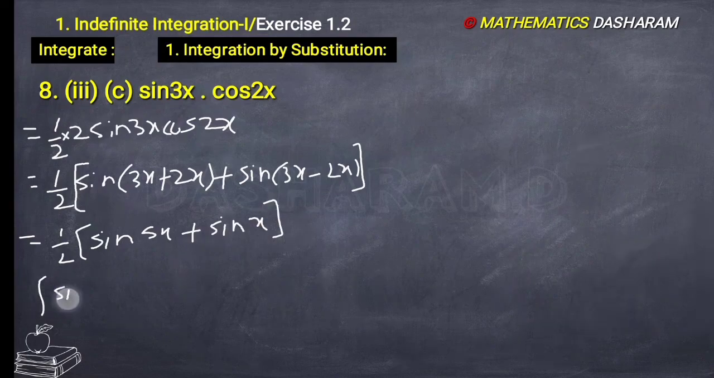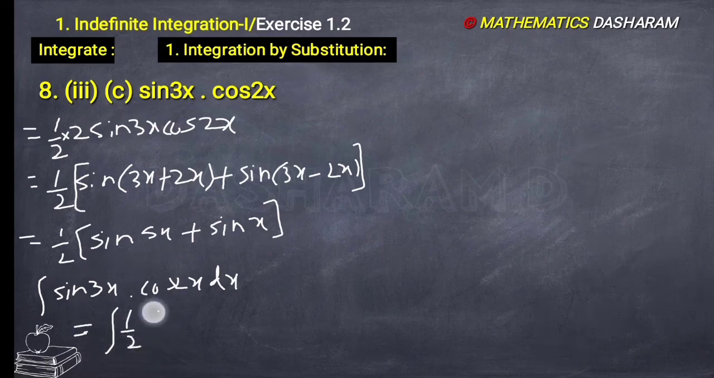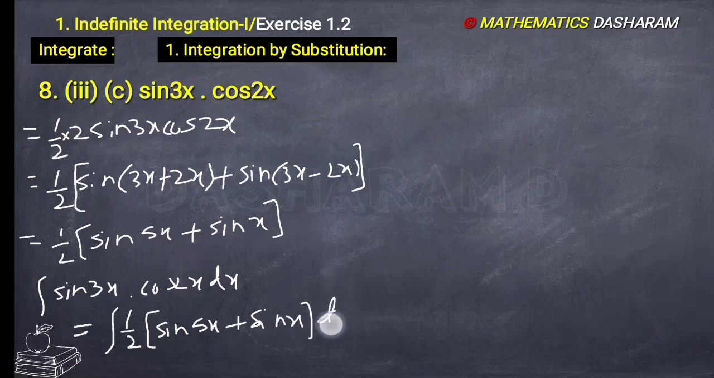Now the integration of sin 3x into cos 2x dx equals, so integration of 1 by 2 bracket of sin 5x plus sin x dx.